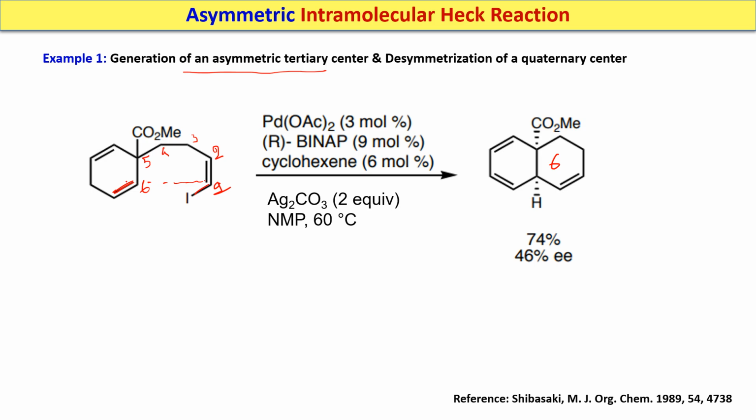In this case, if you see, this is the original C=C double bond, but it is not ending up at its original position, and that is why we are getting a new chiral carbon, and generation of an asymmetric tertiary center is possible. Here it is also mentioned: desymmetrization of a quaternary center. That means if you look at this quaternary center present here, before the reaction it is not chiral, because both sides have equal substitution, right? But after this new C-C bond formation, this center is also a chiral center, and that is why we are saying it is desymmetrization of a quaternary center. So in this way we are getting a chiral carbon, and one achiral carbon is also becoming chiral after the reaction.